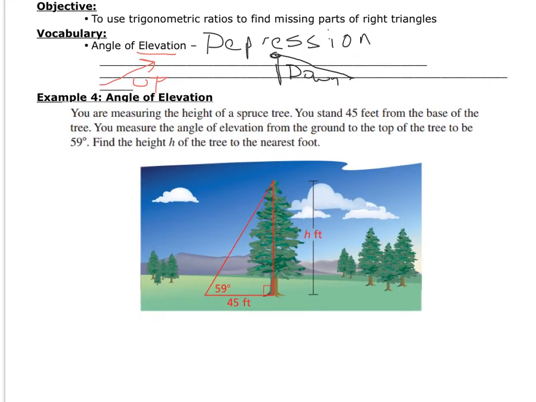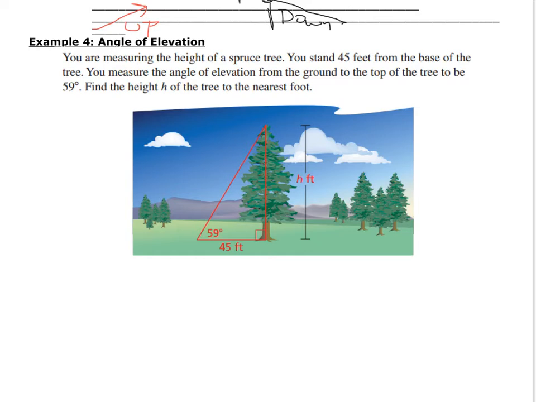Well, so here's our first one. Example 4 says you are measuring the height of a spruce tree. You stand 45 feet from the base. As you can see, there's the distance from the base of the tree where you are standing, and that distance is 45 feet. You measure an angle of elevation. So from where you're standing, when you look at the top of the tree, this angle here that I'm circling in black, that's the angle of elevation. From where I stand on the ground to the tip of the tree, that angle that is formed is 59 degrees. Well, what they're wanting us to do is they want to know how tall is this tree.